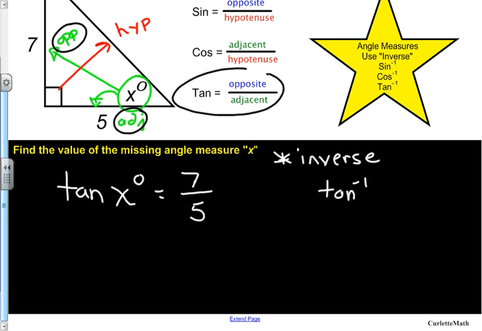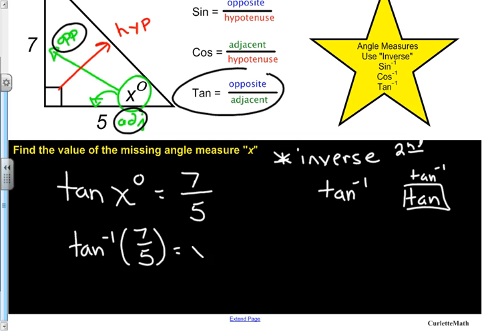To find this on your calculator, because I'm going to be using the computer calculator, usually you will have the tan button, and right above the tan button you'll see tan inverse. So to get that, you would hit your second function key on your calculator and then push the tan button, which would give you your tan inverse. So to find this out, we take the tan inverse of 7 over 5, 7/5, and that will give our x degrees.